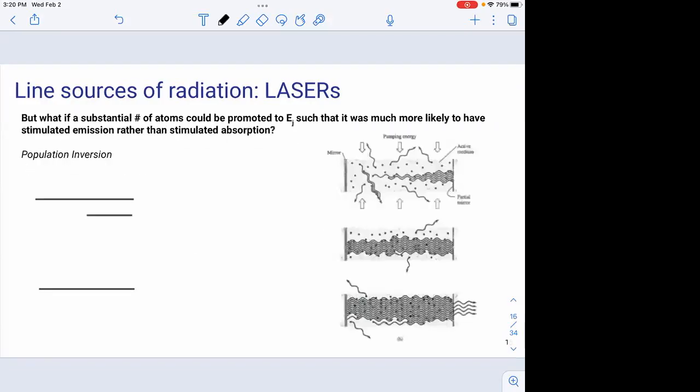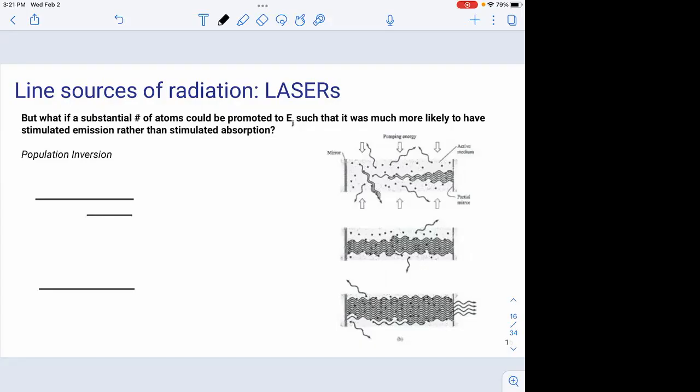But if we could get a substantial number of atoms to be promoted to that upper level energy state so that it was more likely to have stimulated emission rather than stimulated absorption, then we could have a laser. And the way that we do this is through a technique called population inversion.